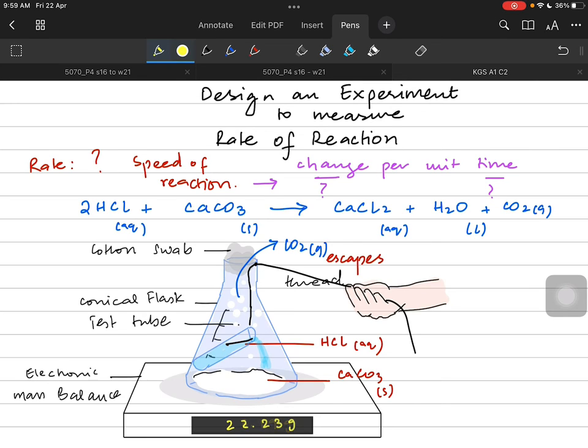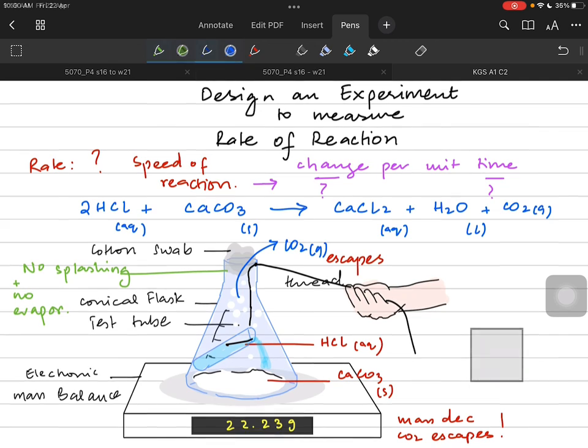So the mass keeps on decreasing. It started at a higher value, but then since carbon dioxide keeps on escaping, the mass decreases and later it becomes constant. The mass decreases because the carbon dioxide keeps on escaping, but then it doesn't become zero because there are some other pieces still on the top. The cotton swab just makes sure that the acid does not splash back and there is no evaporation while the system is working. But it does not stop the carbon dioxide, remember that.